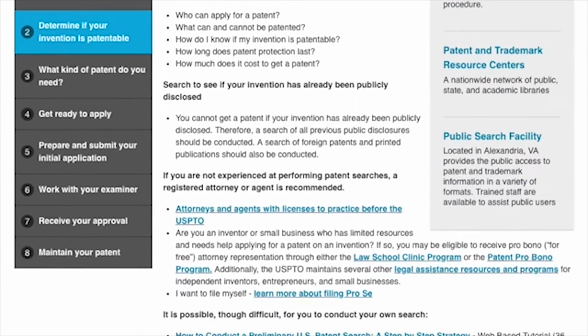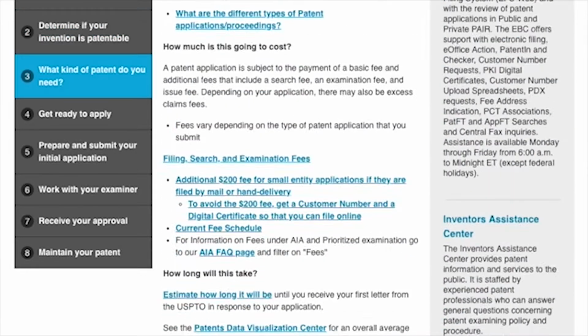Process to file a patent? There is on the website, it actually has a flow chart that will get you there.